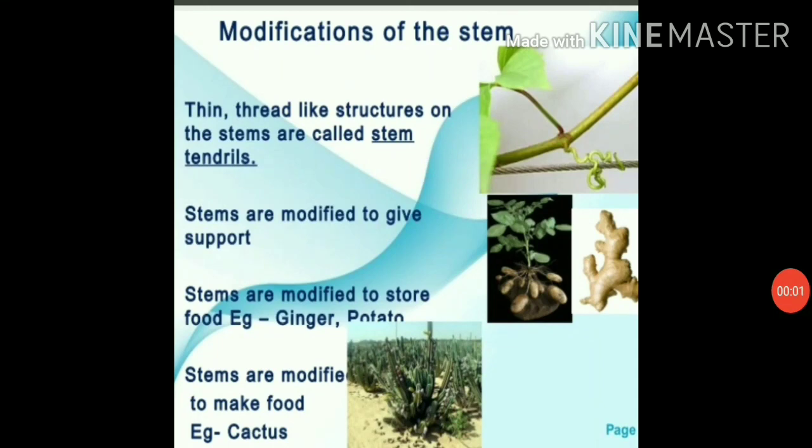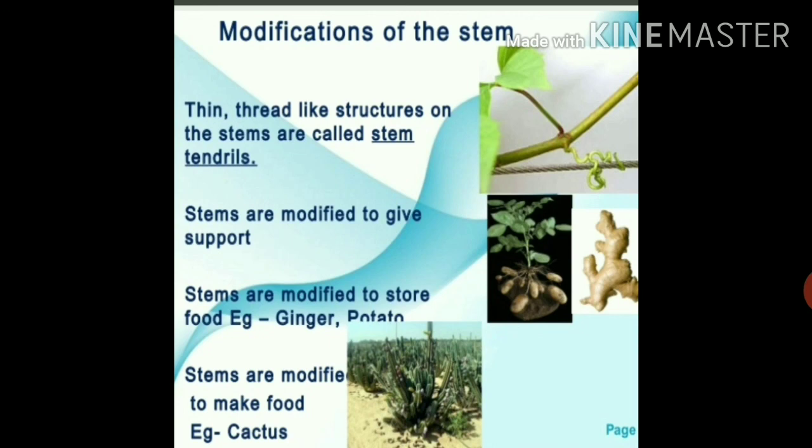So students, the next function is for protection. Stems may be modified as thorns, like in bougainvillea, or maybe in the form of hard and sharp prickles as in rose, to protect the plant from being eaten by animals.